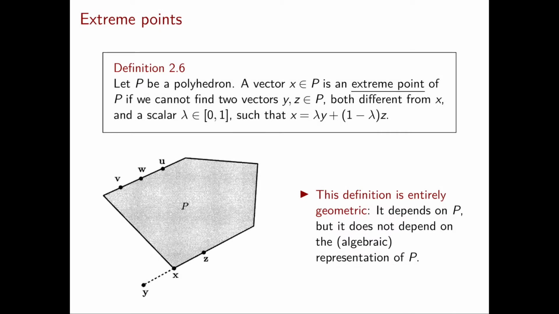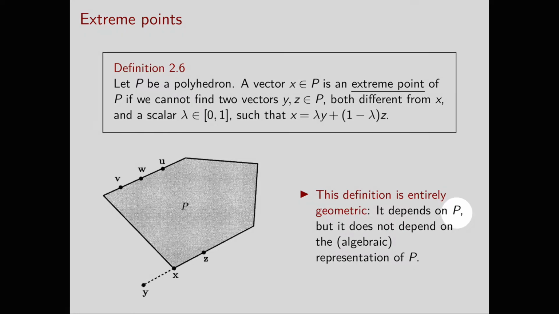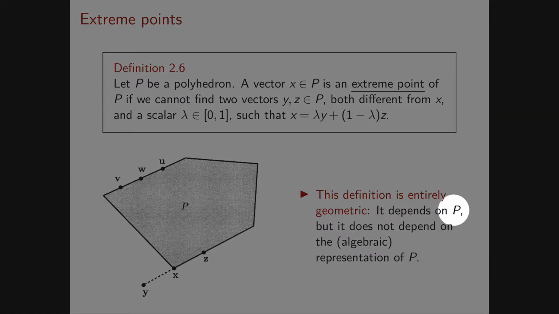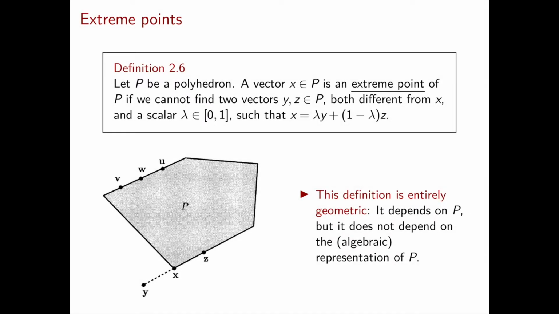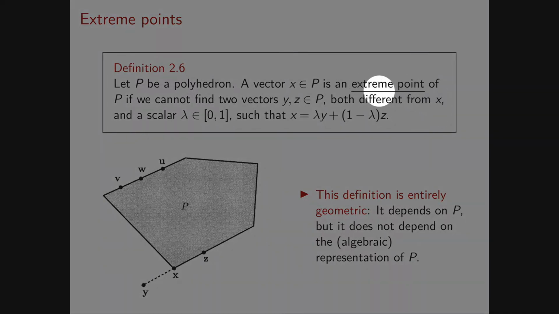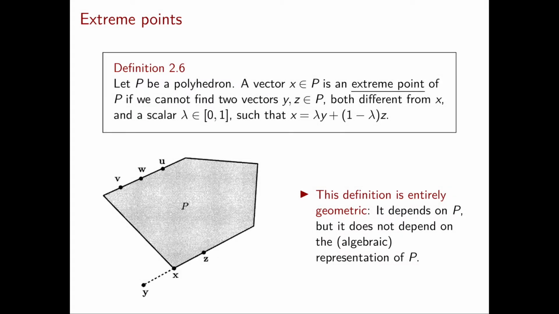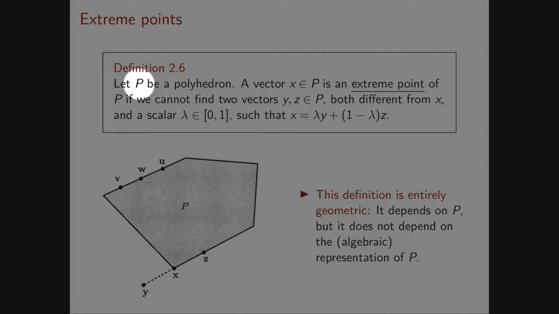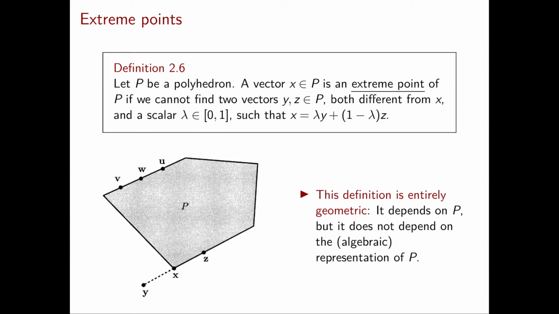Before moving on to the next definition, I want to point out that this definition is entirely geometric. So what does this mean? Definitions over polyhedra are said to be geometric whenever they depend on the polyhedron, but not on the specific algebraic representation of P. Namely, if there are 2 different systems of linear inequalities defining the same polyhedron P, then the set of extreme points are exactly the same, because as you can see in the definition, we always refer to P and never to the actual system of linear inequalities defining it.